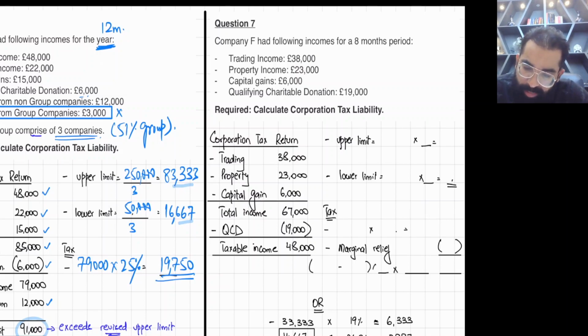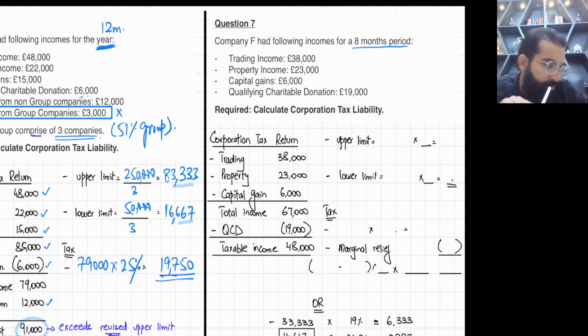Now this time the accounting period is only 8 months, but the examiner is silent about group companies, so there are no group companies. Okay. So I would request you to pause the screen and try it yourself.